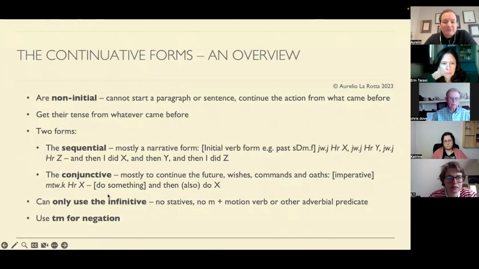Another difference: if you want to negate it, like, for example, the first present, you would negate with bn. These two forms both use tm before the infinitive. So if you wanted to say, and then don't do something, it would be tw.k tm, and then the infinitive. So it's easy to remember. They both use tm before the infinitive. So far, so good? All right.